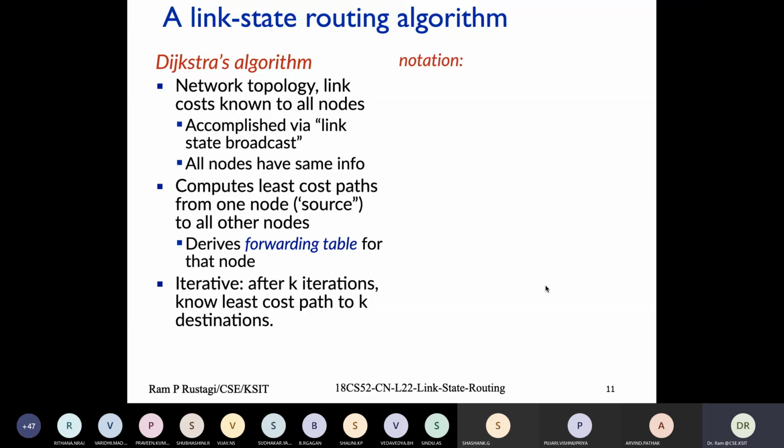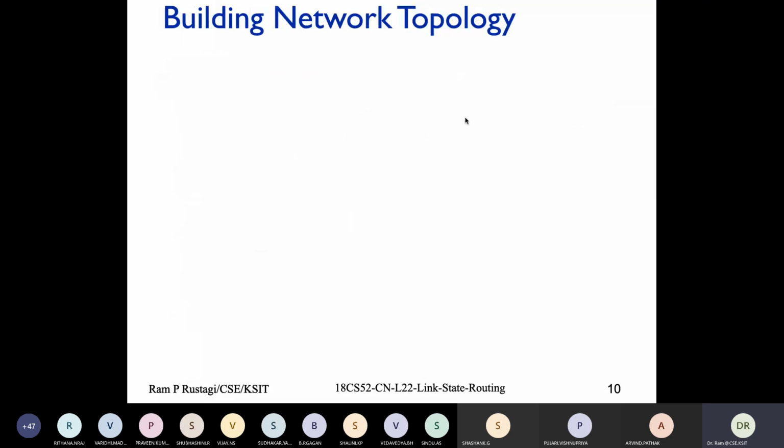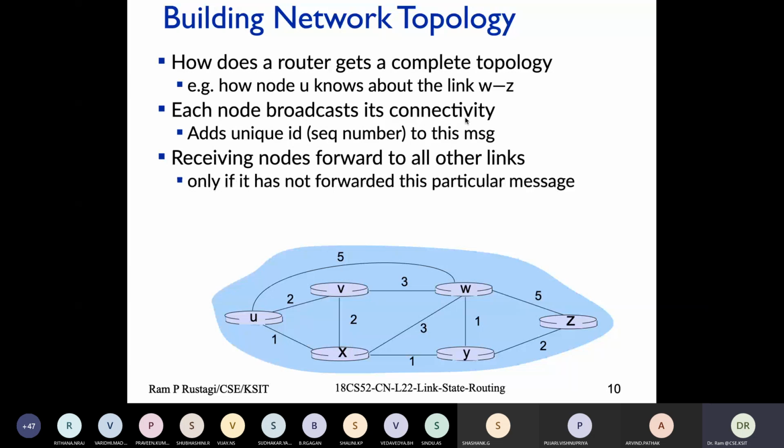Now to understand our algorithm, we define certain notations. First is the edge cost. If there are two nodes x and y, the edge cost is whatever the edge cost is, or it is infinity. So if you go back to my previous graph, what is the edge cost between V and Y? Three, sir.